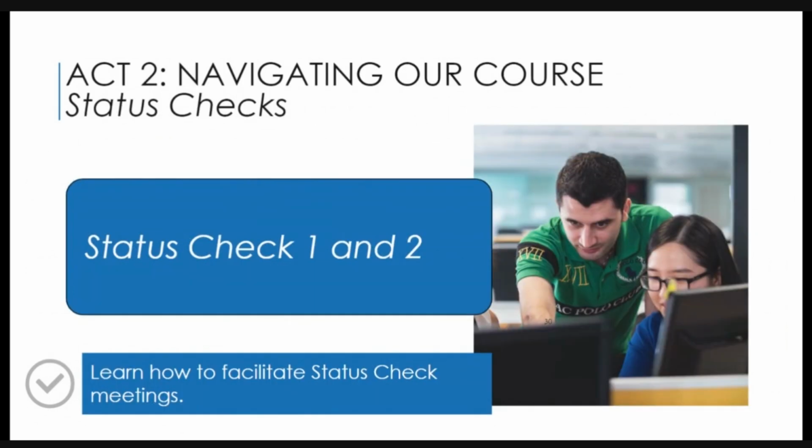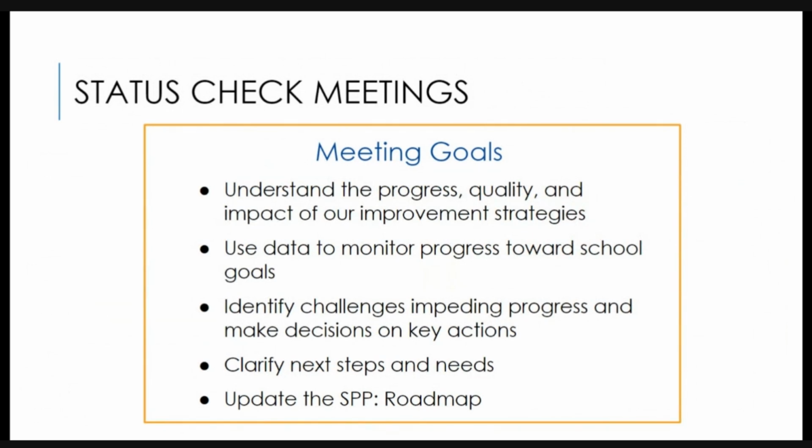Awesome. So right now we're going to focus on our final learning intention, and we're going to review how to facilitate those status check meetings. The purpose of a status check meeting is for the CI team to engage in discussions to understand the progress, quality, and impact of those improvement strategies, to use data to monitor progress towards your school goals, to identify challenges that are impeding the progress, to make decisions on key actions, clarify next steps and needs, and also to update the SPP roadmap based on decisions made during the status check meeting.